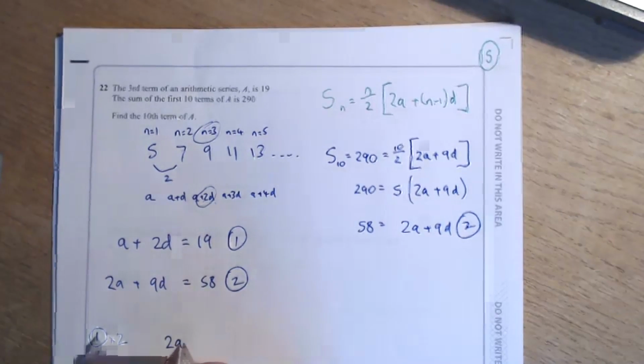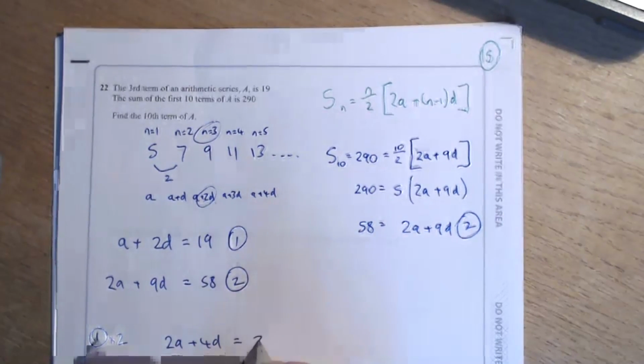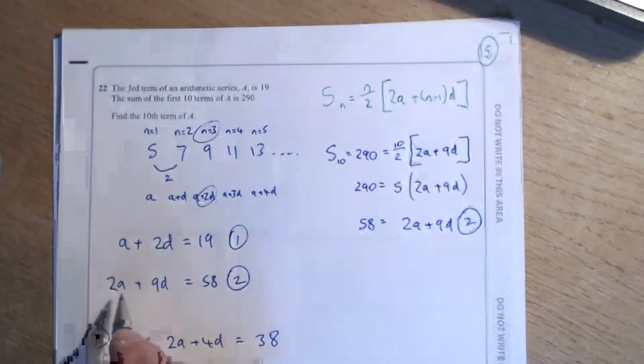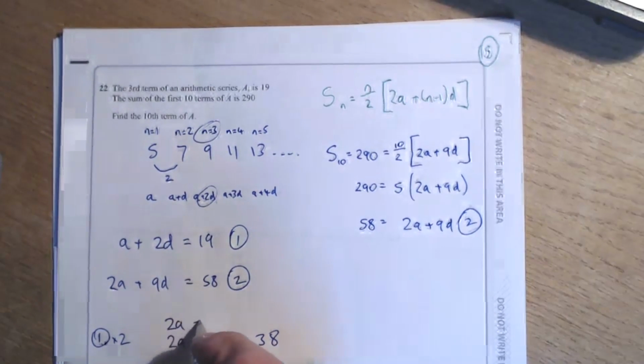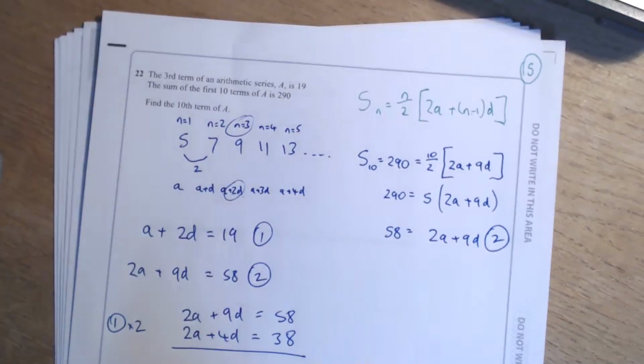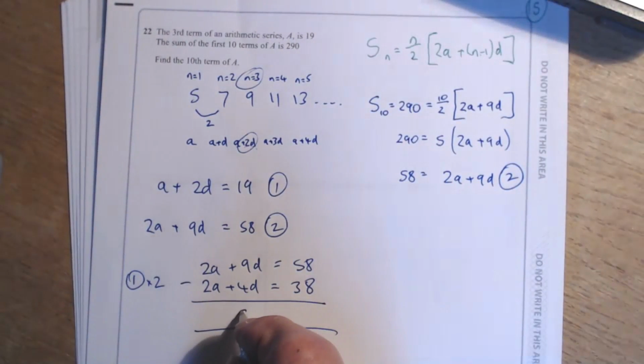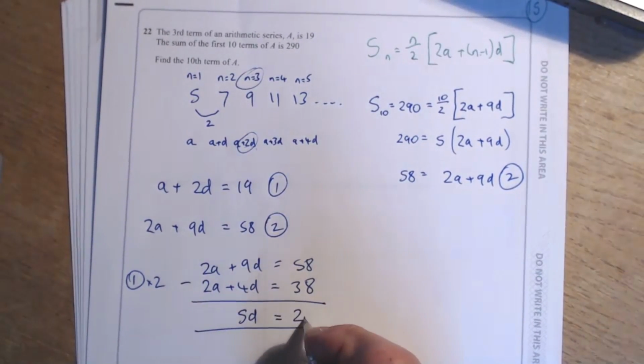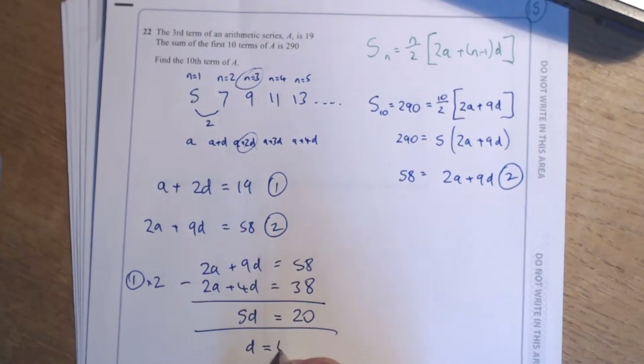So we get 2A plus 4D equals 38. Now compare that to our second equation of 2A plus 9D equals 58. Now if I take away one from the other, that will eliminate the A's, giving me 5D equals 20, so D equals 4.